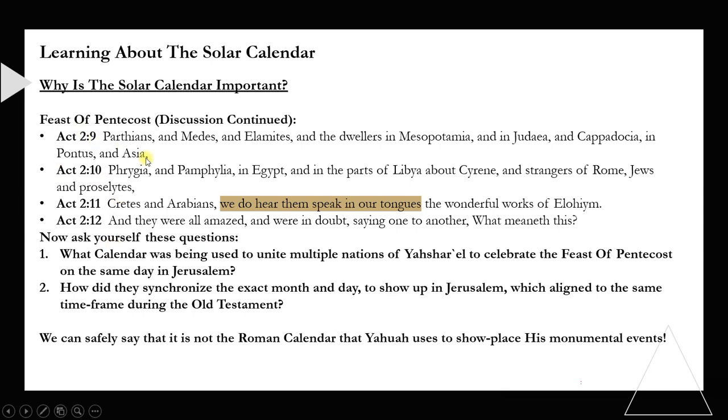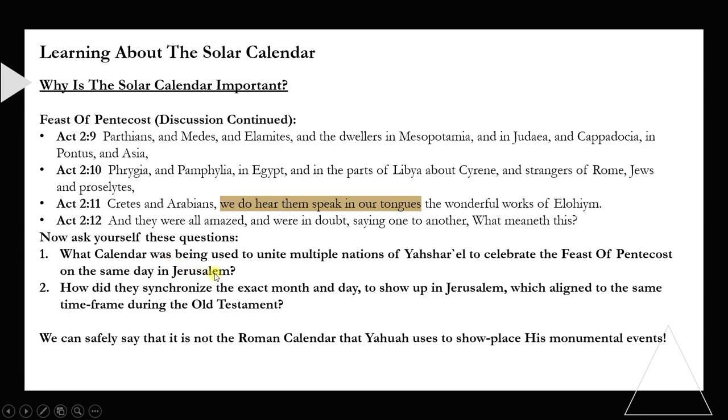Here is where they were from: Parthians, Medes, Elamites, and the dwellers in Mesopotamia, in Judea, Cappadocia, in Pontus, in Asia, Phrygia, Pamphylia, in Egypt, in the parts of Libya about Cyrene, and strangers of Rome, Jews and proselytes, Cretes and Arabians. We do hear them speak in our tongues the wonderful works of Elohiym. And they were all amazed, and were in doubt, saying one to another, What meaneth this? So now ask yourself these questions.